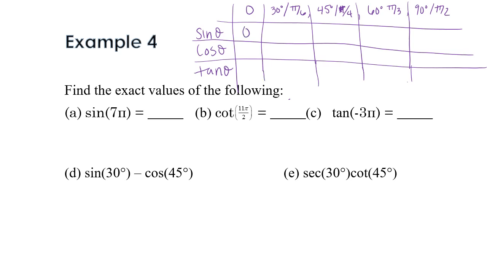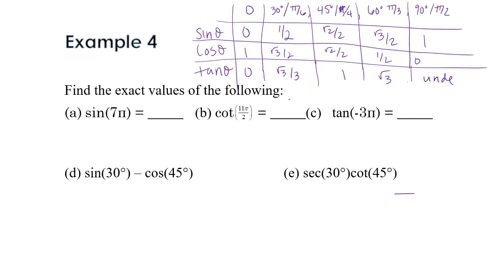So this is 0, 1/2, root 2 over 2, root 3 over 2, and 1. And then I get 1, root 3 over 2, root 2 over 2, 1/2, and 0. And then 0, root 3 over 3, 1, root 3, and undefined.